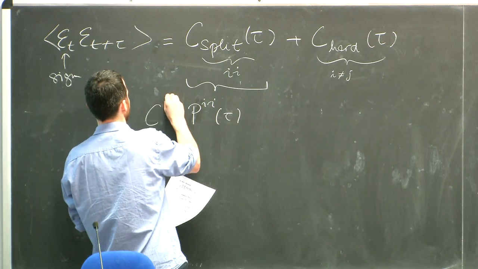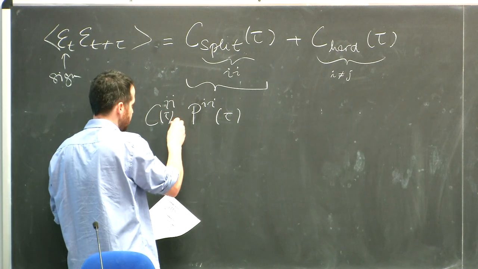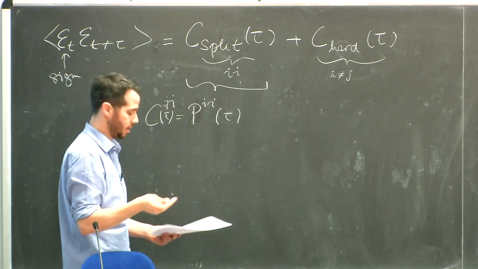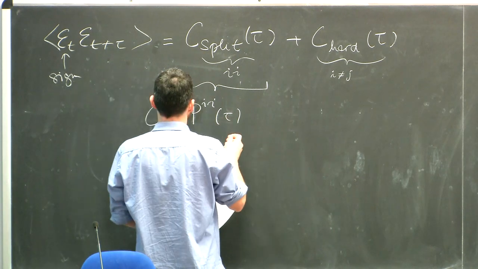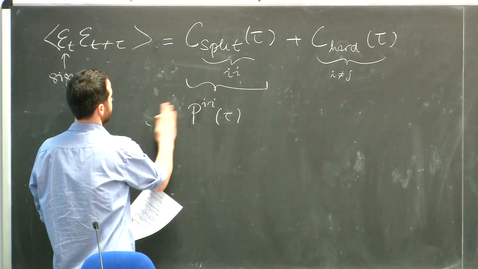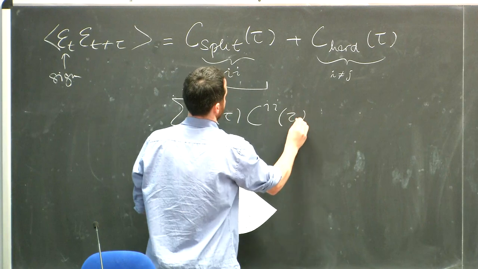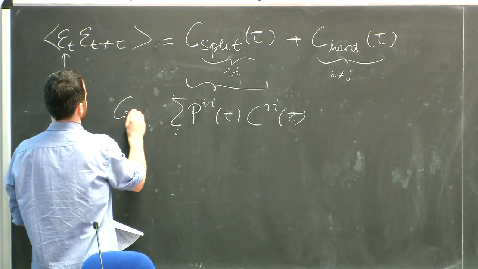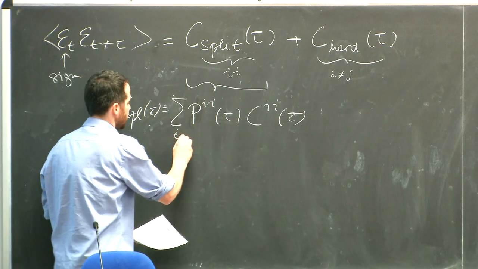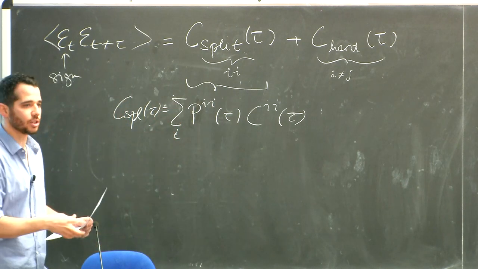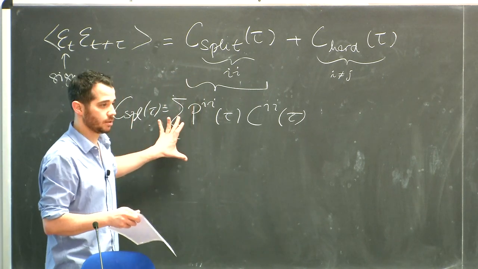So if you, for two agents or two traders, trader I, you can define his autocorrelation, which will be C split, okay? Let's be cleaner. So you can do something like this. It's a sum over I. So the split can be written up as a sum. Okay, you sum over different traders.